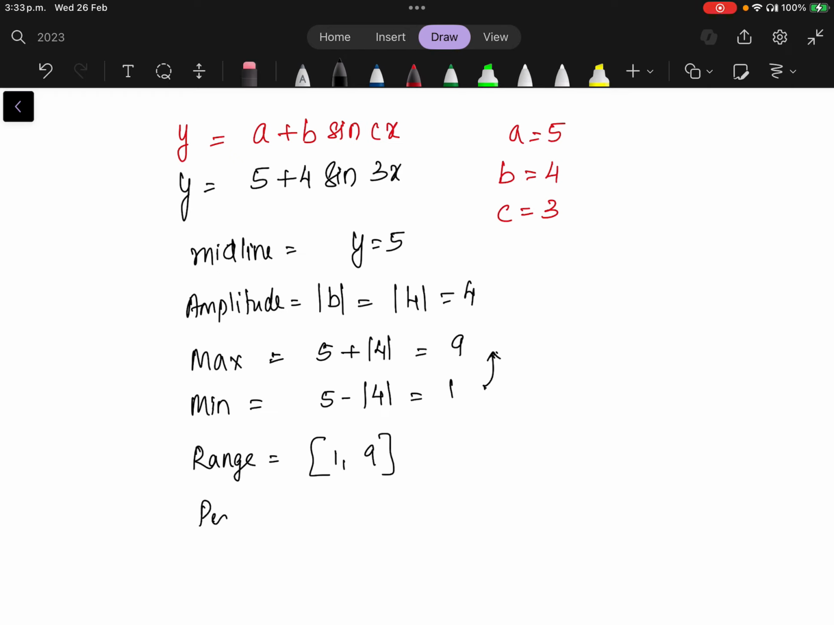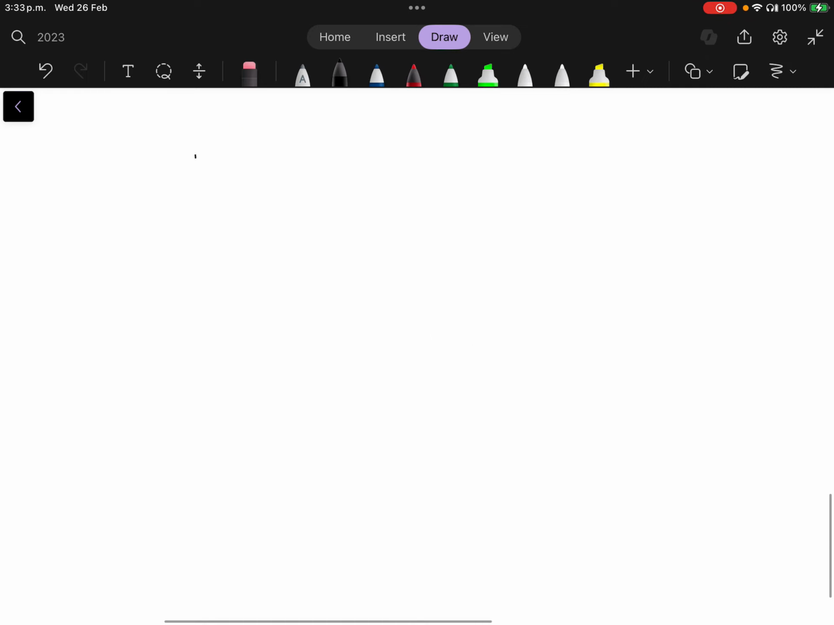Then you have the period. I assume this is in degrees. I'm sorry, in radians. So it is 2 pi over c, which is equal to 2 pi over 3. That is the period. Simple as that. Let me do one more question. y = -1 + cos x over 2.